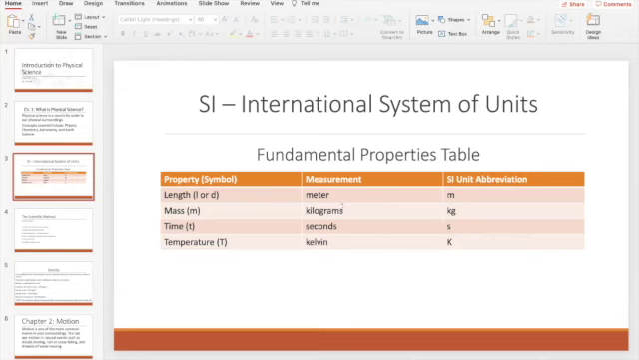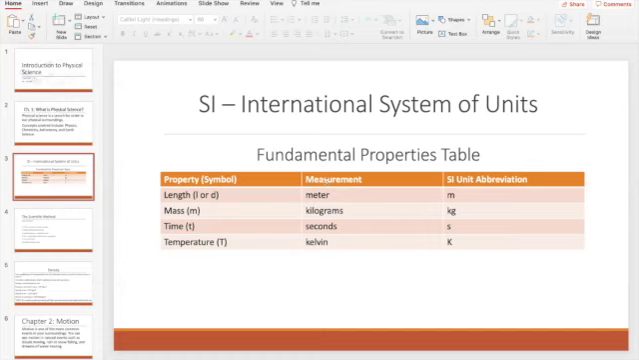Now, as you can see, these measurements are not things that we are familiar with here in America. So for distance, we usually use miles. Here, sometimes we confuse mass with weight, so we would use pounds. Temperature is actually usually in Celsius or Fahrenheit, and then time is in minutes or hours or something like that. So please keep these in mind.